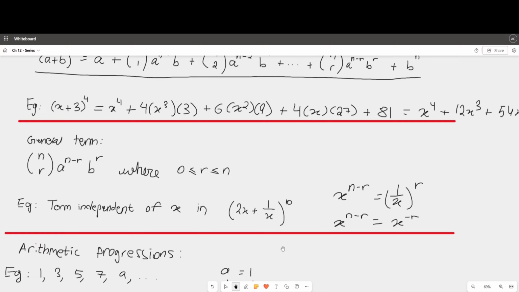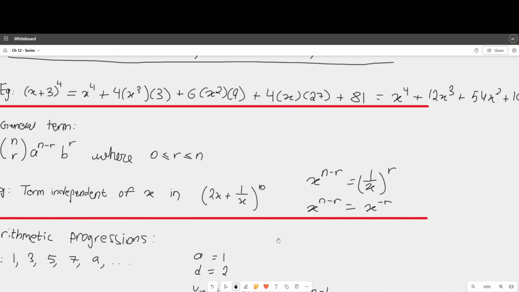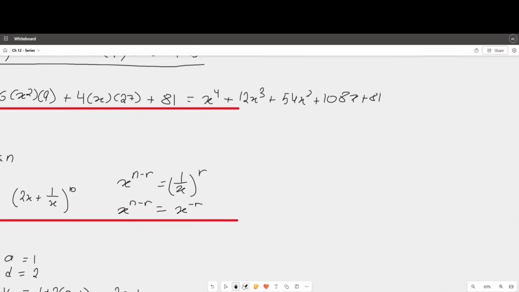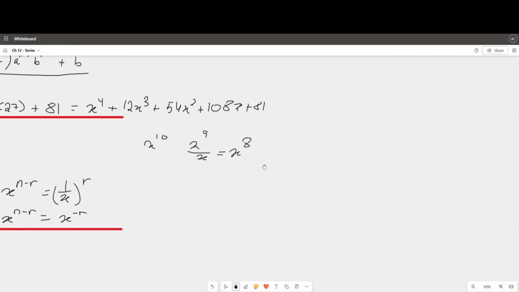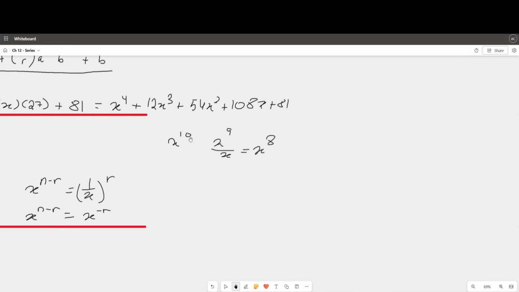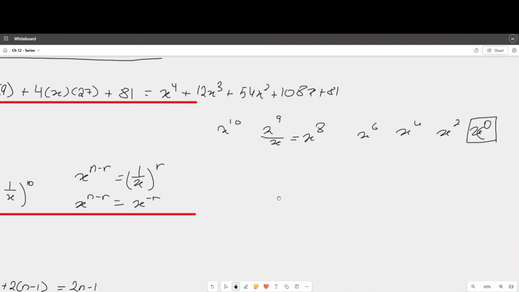Now I won't recommend trying to use the formula. Just try and list out only the x terms. Don't evaluate the coefficients. So the first one will be x to the power 10. Then we'll see it's x to the power 9 by x, which is x to the power 8. And then if we continue down, you can see that the power of x is decreasing by 2 each time. So 10 minus 2, 8. 8 minus 2 will give you 6, 4, 2, and then x to the power 0, which is basically the term independent of x, because anything to the power of 0 is 1.